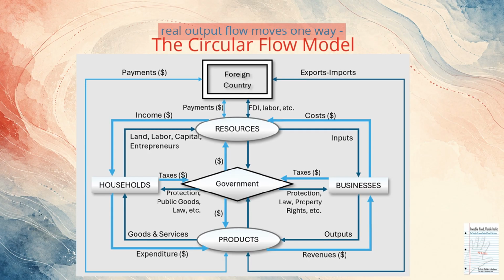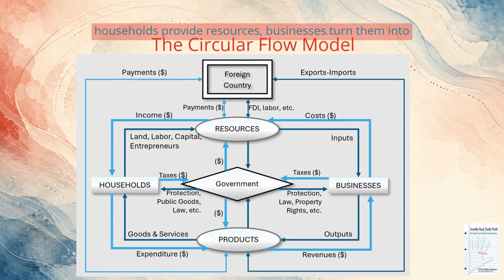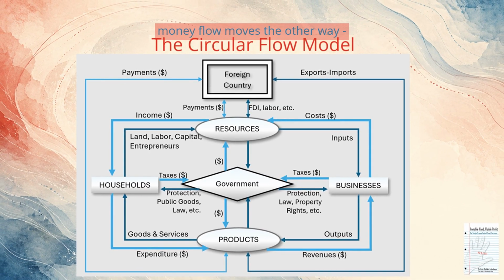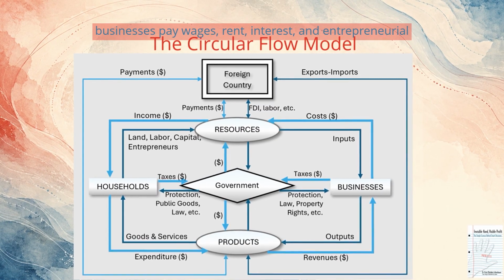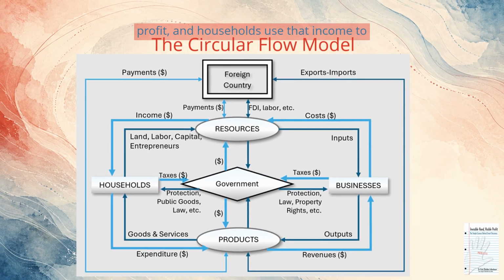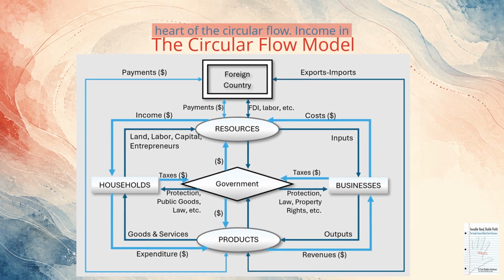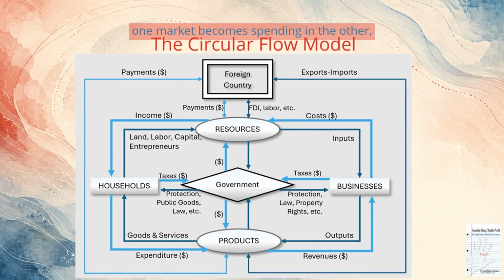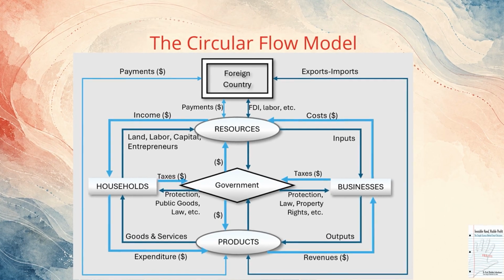The real output flow moves one way. Households provide resources, businesses turn them into output, and households consume that output. The money flow moves the other way. Businesses pay wages, rent, interest, and entrepreneurial profit, and households use that income to buy goods and services. That is the heart of the circular flow. Income in one market becomes spending in the other, and revenue loops back into new payments again.